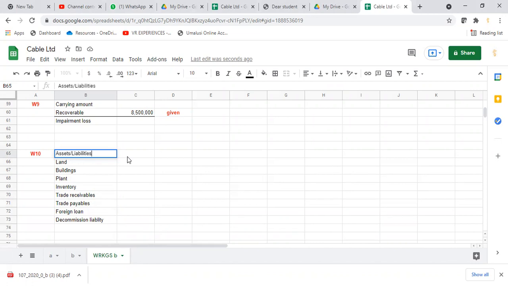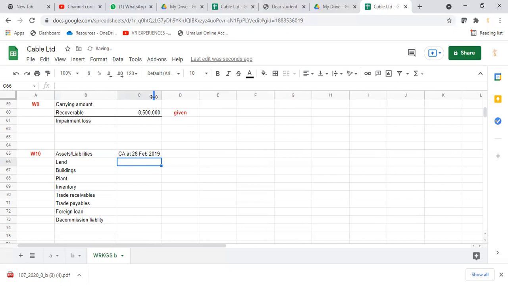Okay, so this is the carrying amount at 28 February 2019. It needs to be the carrying amount at the date that the impairment test is being performed. The impairment test is being performed as at 28 February 2019.